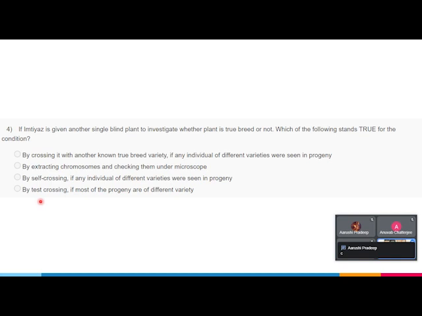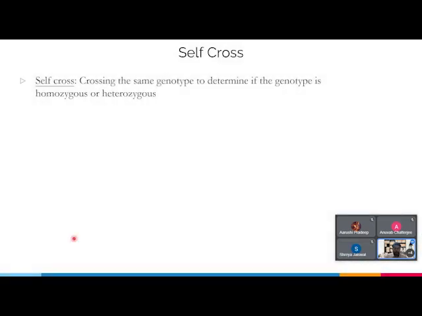Arushi says it is C, by self crossing. Anyone else that wants to try and answer this? Shea also says it is self crossing. Okay, so let us try and understand. So obviously everyone is correct this time also.